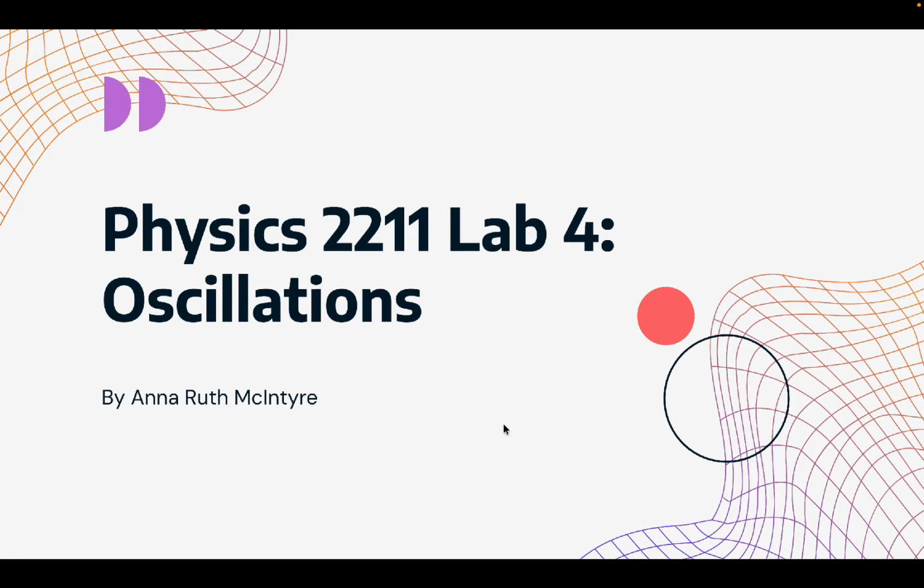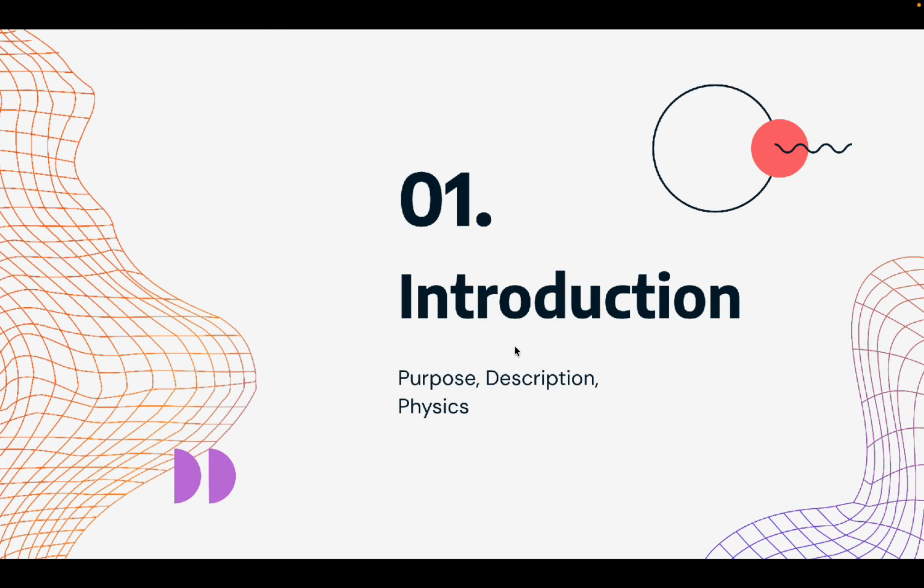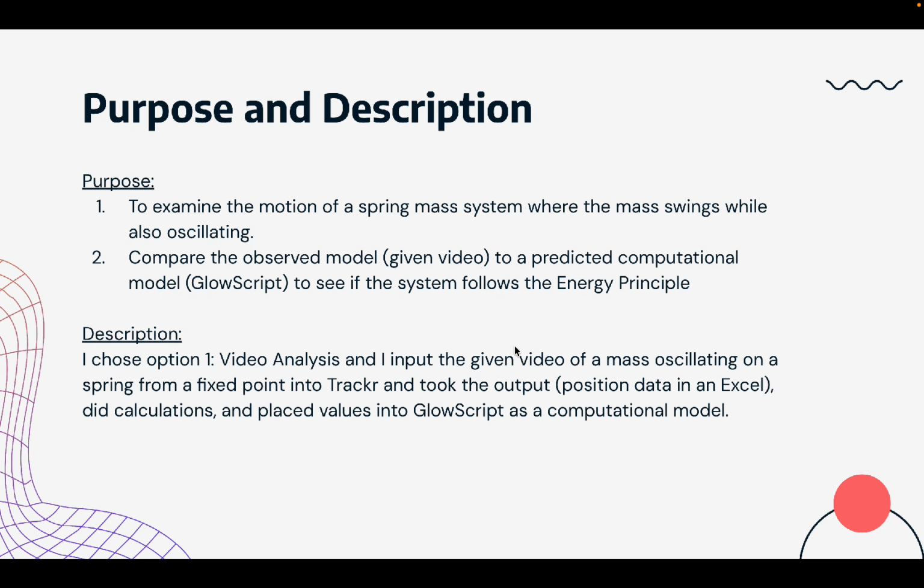Let's get another physics lab, lab 4, oscillations. So introduction, basically the purpose of this lab was to examine the motion of a string mass system where the mass is swinging and also oscillating, and then compare the observed model to a computational model and see if it follows the energy principle. And so I chose option 1, video analysis.